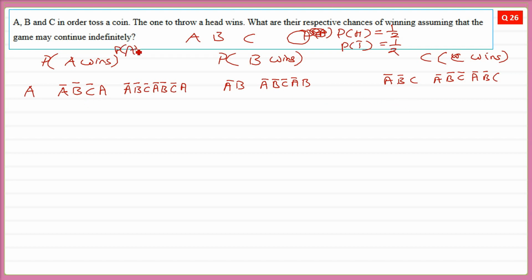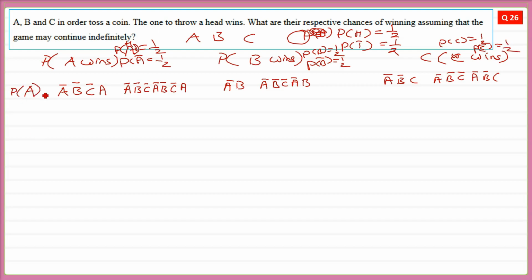Now the probability of A, let me formally write. The probability of A, that is A wins, is half. The probability of A doesn't win is 1 by 2, because head and tail both have similar probability. They are identical, half and half. Now the probability of B also goes like this. The probability of B winning is half, the probability of B losing is also half. The probability of C winning is half, the probability of C not winning is half.